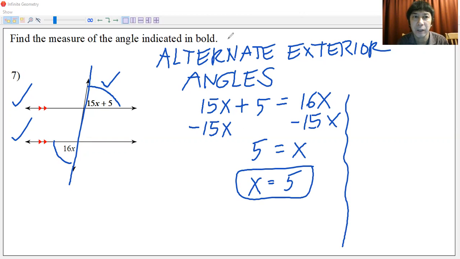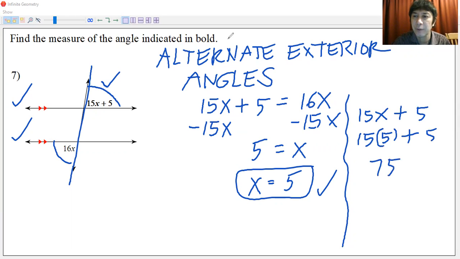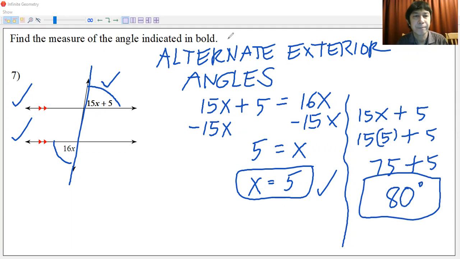Okay, the angle indicated in bold. Measure of the angle indicated in bold letters. So we will now use the 15x plus 5. Use the x value here. So this is 15 times 5 plus 5. And this is 75 plus 5, giving us 80 degrees. There. And that's our answer. Okay, and we shall verify.